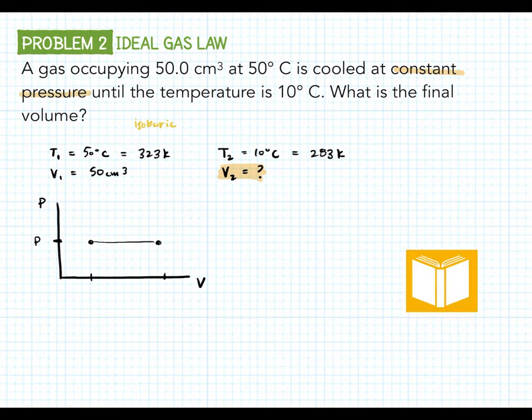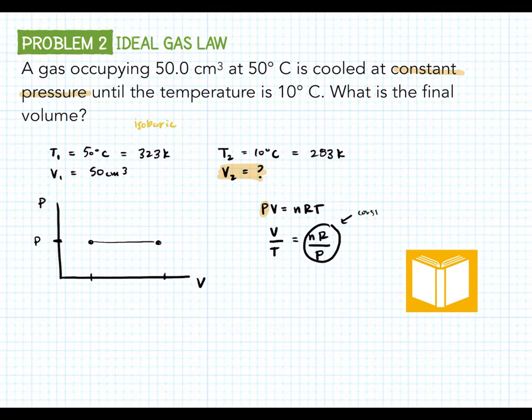So when we look at PV equals nRT, the thing that's not changing here is this. So now we can rewrite this equation so that we can see where all the constants are on one side. So we end up with V over T is equal to nR over P.